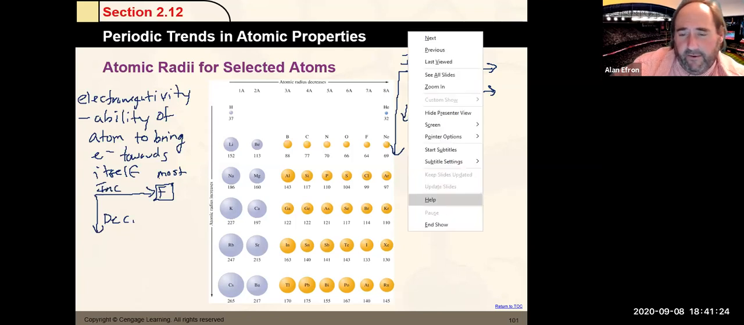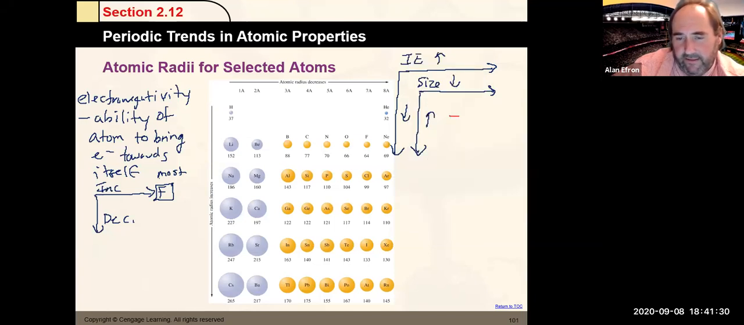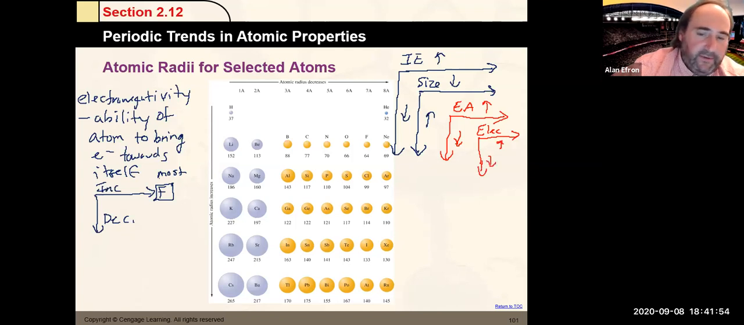As we go up and to the right on the periodic table in terms of electron affinity, I'll call that EA, electron affinity increases up and to the right and decreases down and to the left. And lastly, what we just saw with electronegativity also increases as you go up and decreases as you go down.